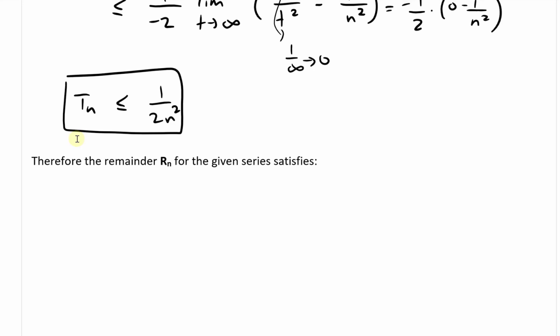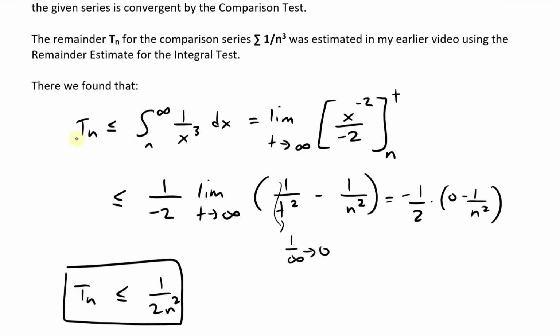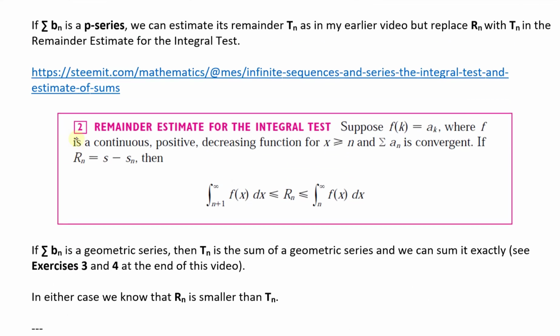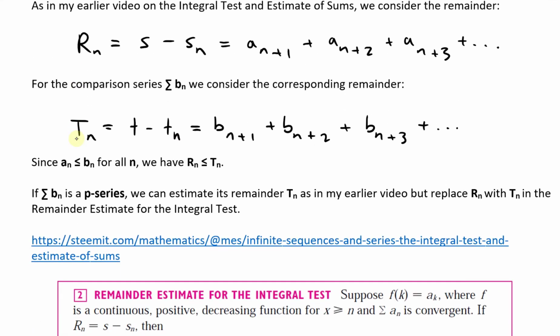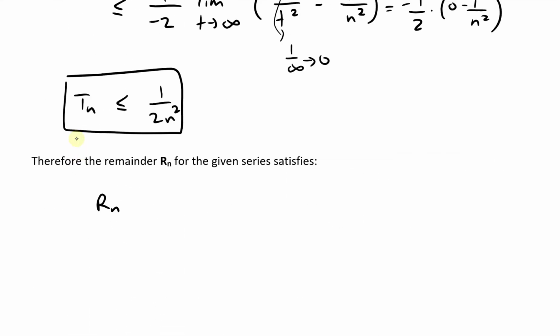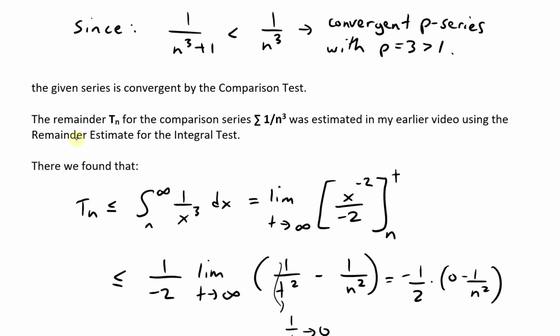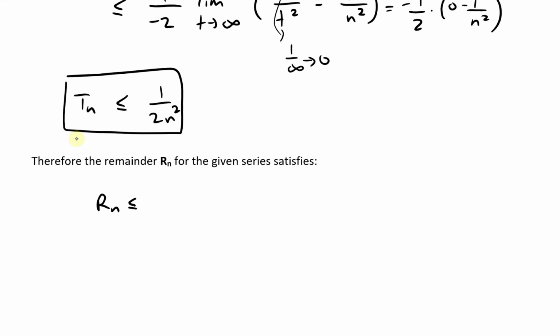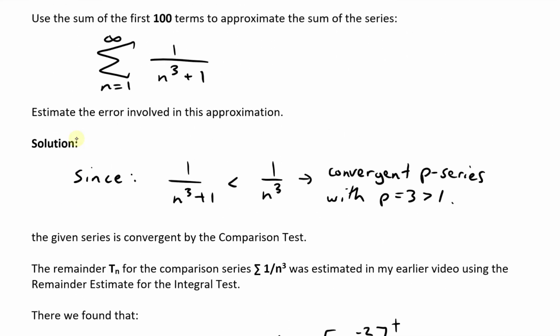Therefore the remainder Rn for the given series above, because that's the comparison remainder, remember Rn is going to be less than or equal to Tn. So Rn is less than or equal to that, because that's the comparison one. This is Rn for the series where we're dealing with 1 over n cubed plus 1.